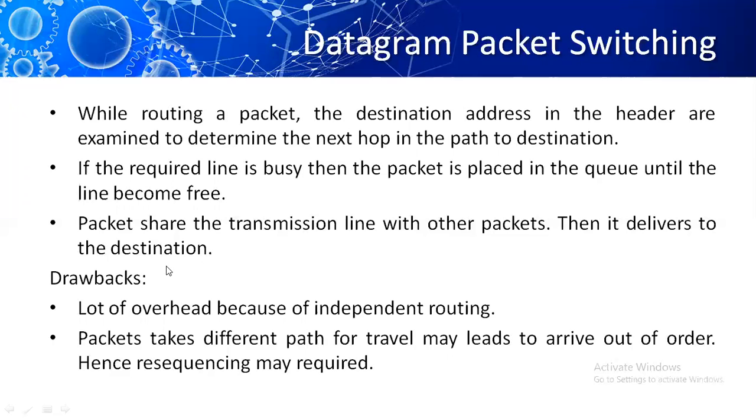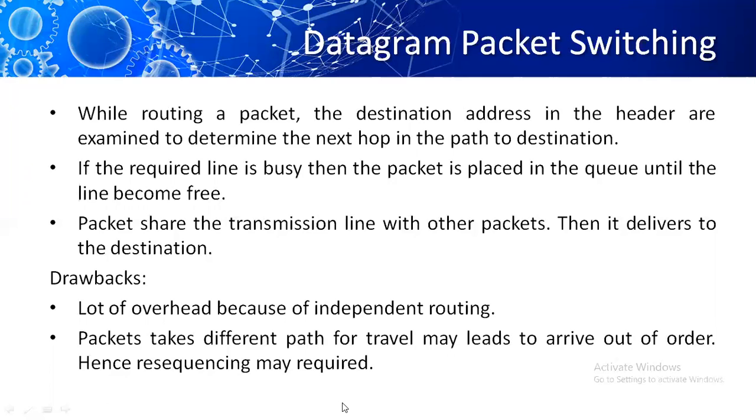Here, the transmission path is shared by other packets coming from different networks. That is, the transmission path is common for all packets. There are some drawbacks in datagram networks, that is, packet switching networks. Each packet takes an independent path, so the path information needs to be updated. This is the first drawback.